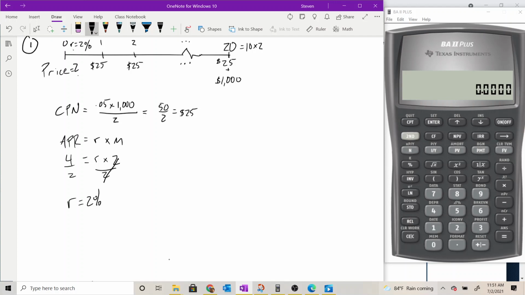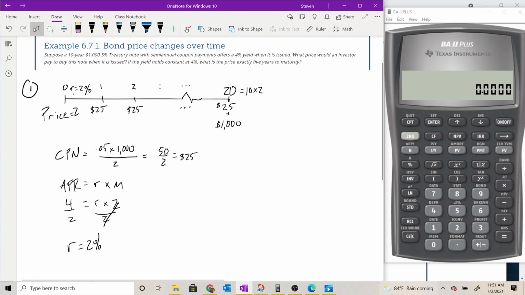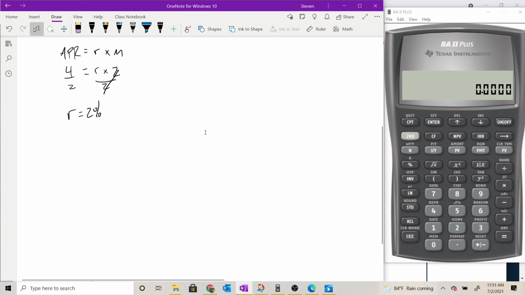Okay, so that's the first timeline. All this other stuff is going to be exactly the same on our second timeline. We're just going to bump the clock up 5 years. But it's still going to have the same yield, it's going to have the same coupon payment, and so on. The only thing that's going to change are the tick marks.